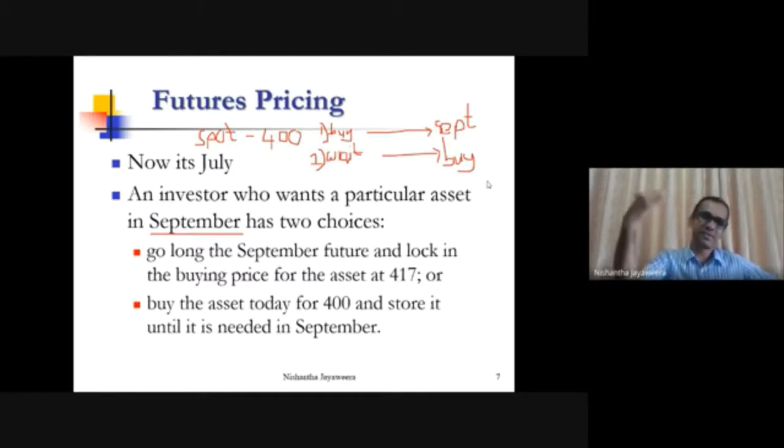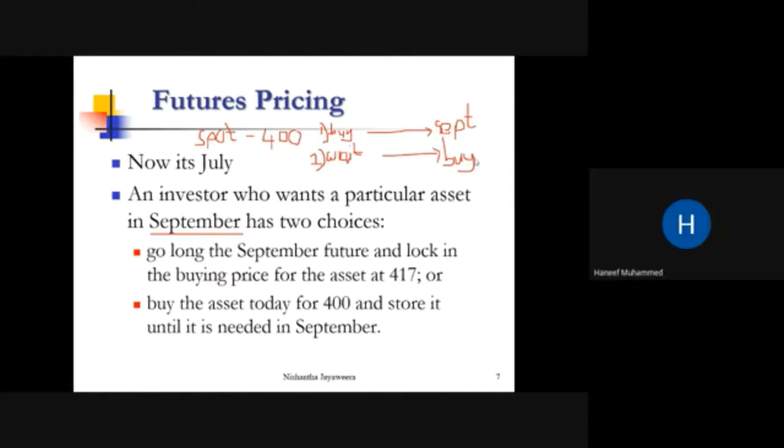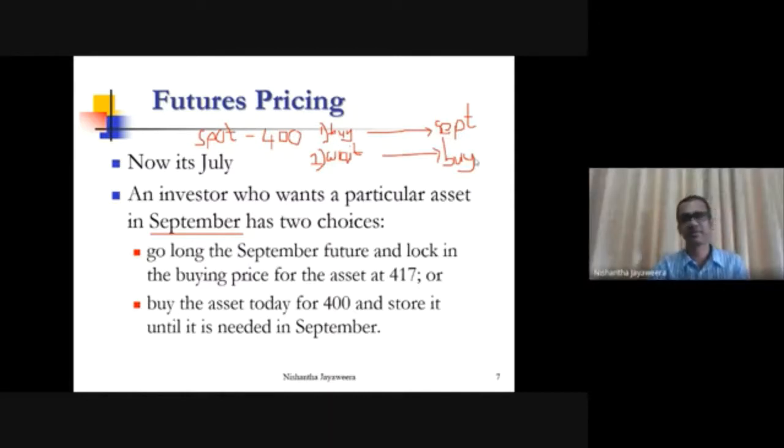If you think price will go up by September, you don't want to wait until September and buy it. You buy it today and keep it. Correct? If you think price will go up in the future by September, you will buy today and keep it. That's what happened in one of the Sri Lankan markets these days.